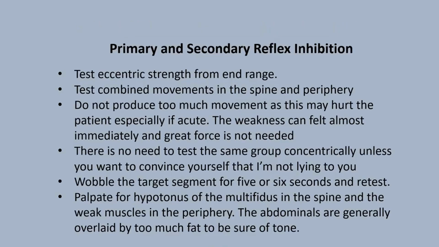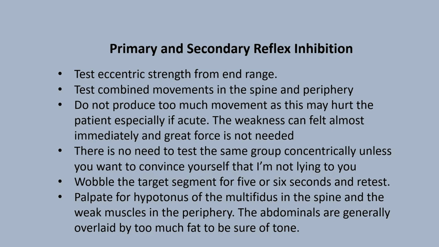To add to the model, I would speculate that there are at least two types of reflex inhibition, primary and secondary. If we look at the spine as an example, the primary inhibition would be that of the segmental muscles, the multifidus, etc. The secondary muscles would be the abdominals, both the obliques and the transversus. If you test the strength of rotation with flexion and extension, you will almost invariably find that either flexion and one rotation or extension and one rotation are weak when forced to resist an eccentric contraction away from a full range position.